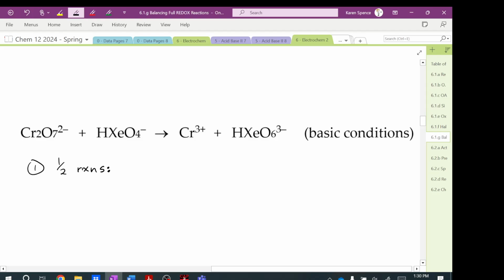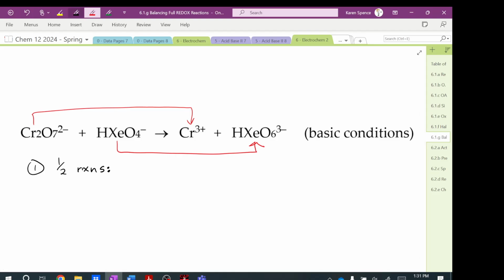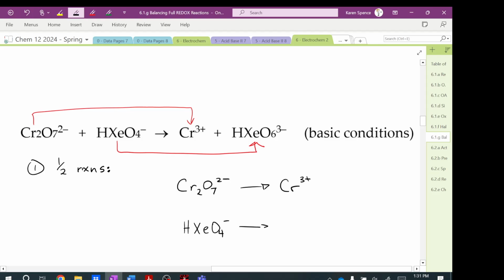So chromium becomes chromium. Xenon becomes xenon. Okay, just put the things that match together. So we write out the 2 half reactions. Cr2O7 2- goes to Cr3+. HXeO4- goes to HXeO6-.